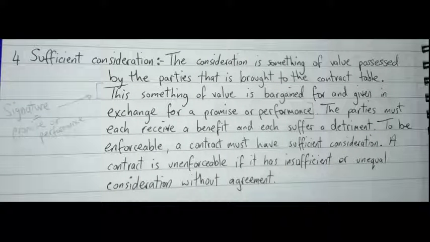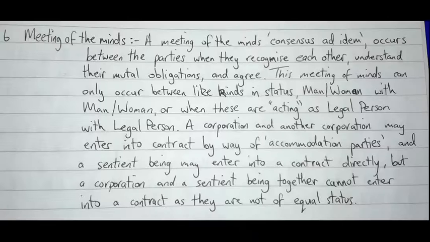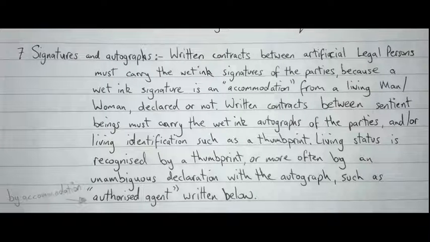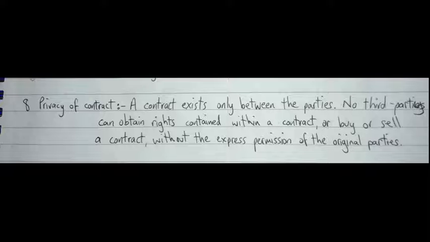Number 7. Signatures and autographs. Written contracts between artificial legal persons must carry the wet ink signatures of the parties, because a wet ink signature is an accommodation from a living man, woman, declared or not. Written contracts between sentient beings must carry the wet ink autographs of the parties and or living identification such as a thumbprint.